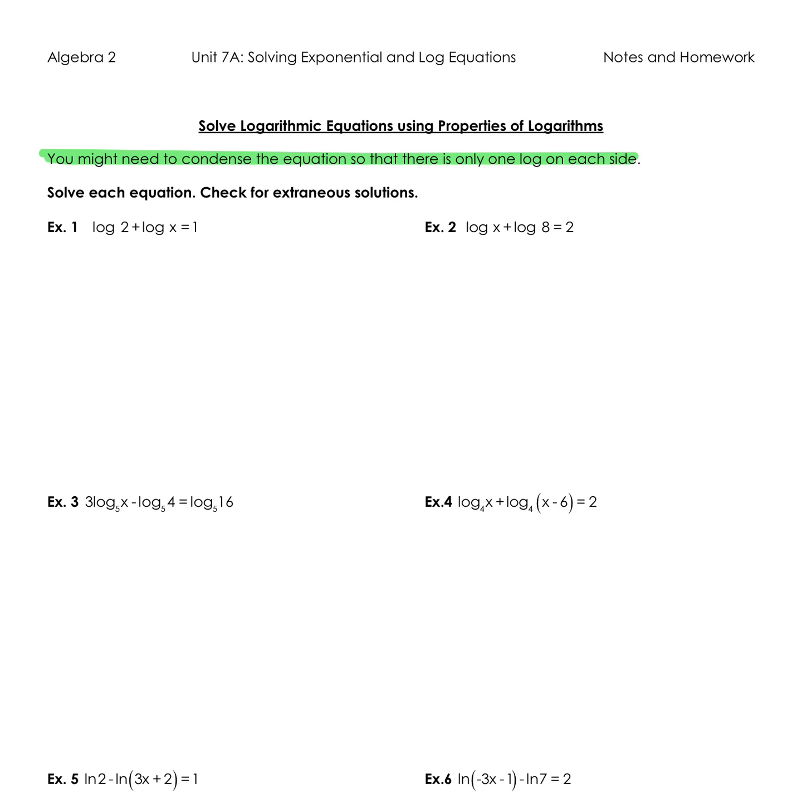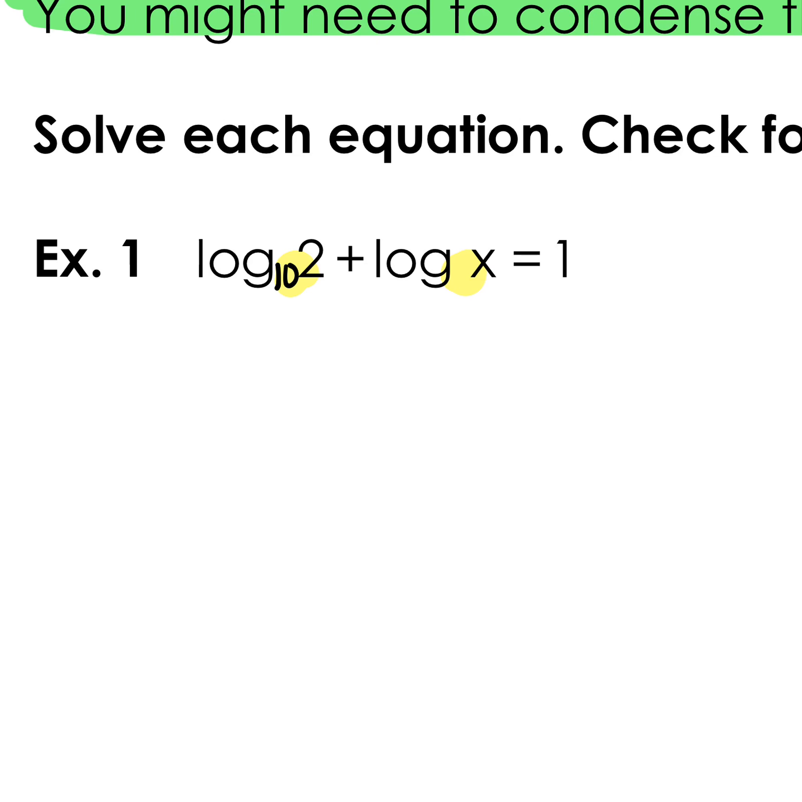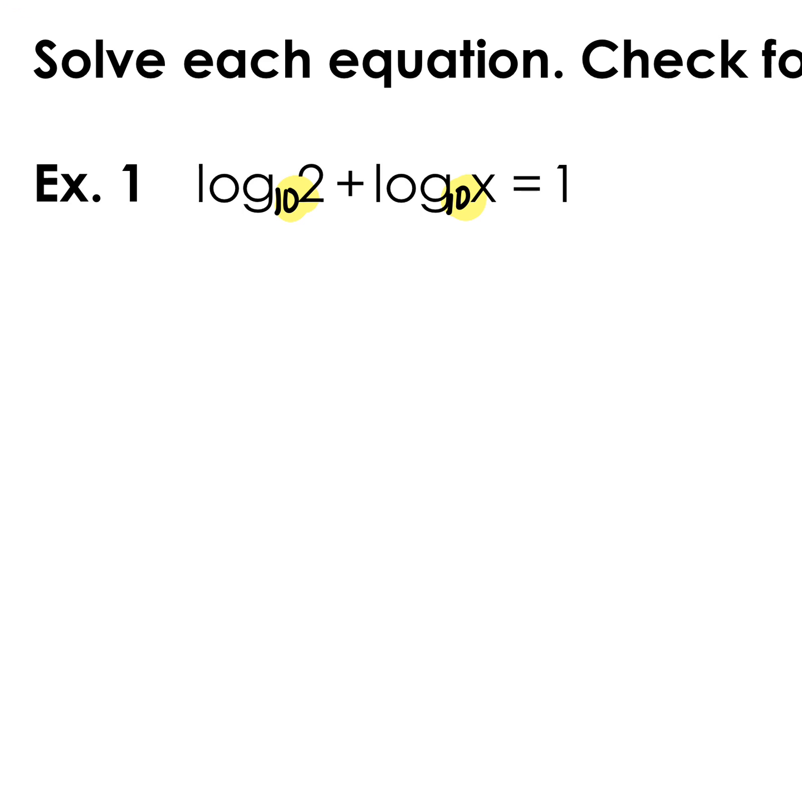So let's start off with number 1, and let's look at this one. Number 1 says that we have log base... Remember, what does this mean if they don't have a base right there? It's assumed to be 10, common log. So we have log base 10 of 2 plus log base 10 of x is equal to 1.